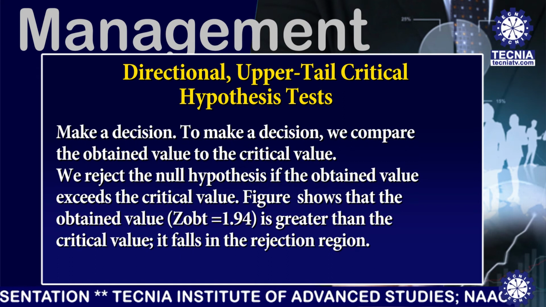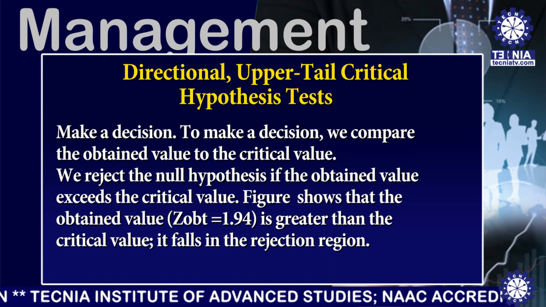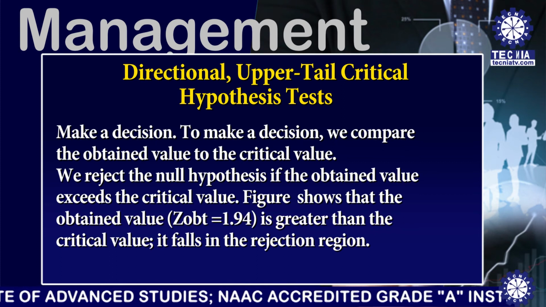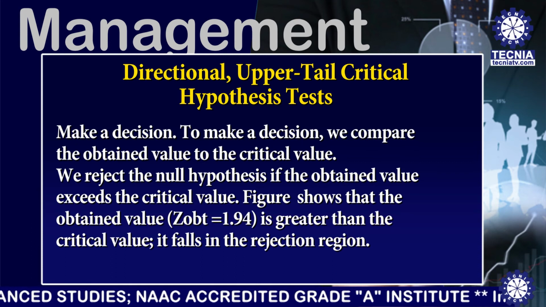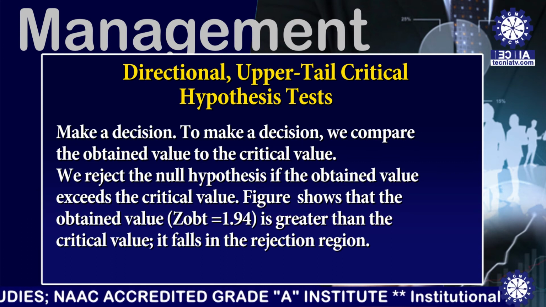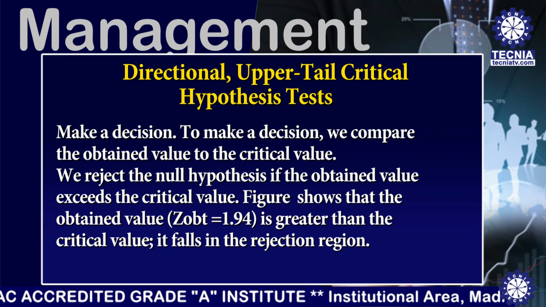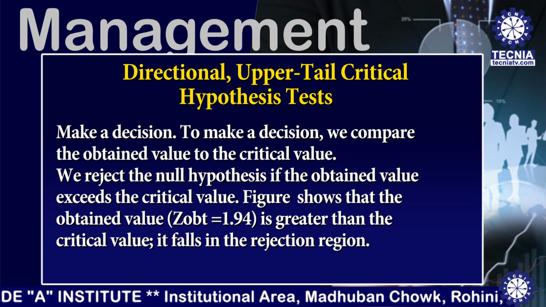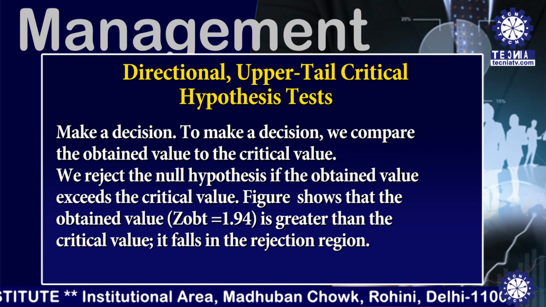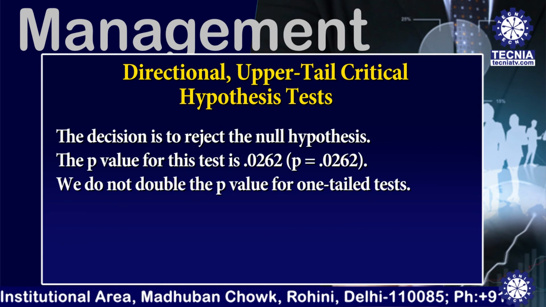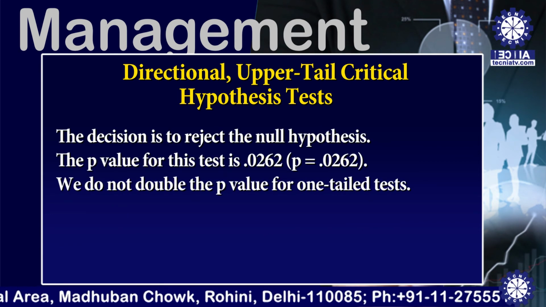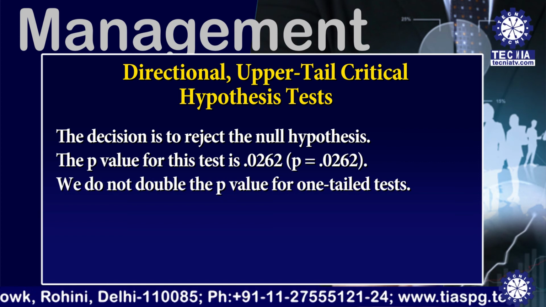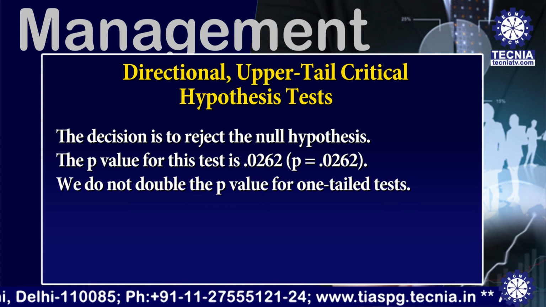Now I am explaining step 4. In this step 4, we have to make a decision. To make a decision, we compare the obtained value to the critical value. Reject the null hypothesis if the obtained value exceeds the critical value. The figure shows that the obtained value Z obtained equals 1.94, which is greater than the critical value. It falls in the rejection region. The decision is to reject the null hypothesis. The p-value for this test is 0.0262. We do not double the p-value for a one-tailed test.